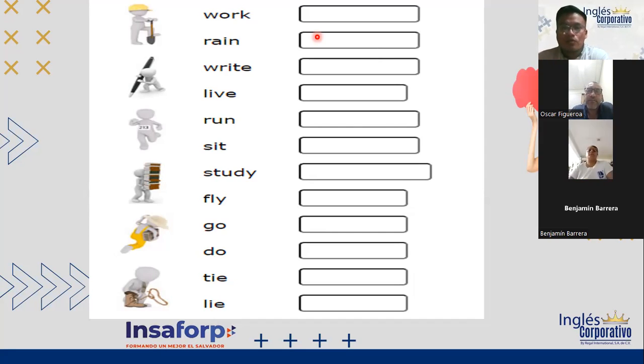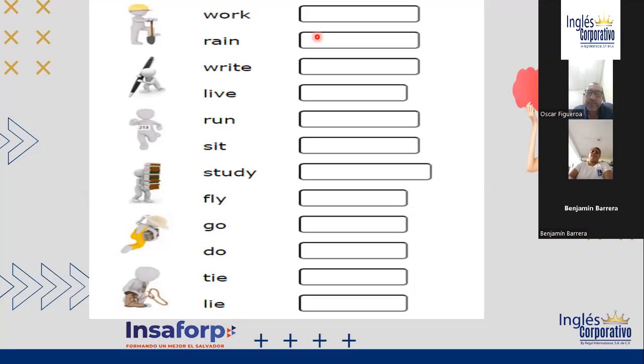What does it mean? Trabajar. Run. I mean, rain. Rain, what does it mean? Do you have any idea? ¿Alguna idea de lo que significa el verbo rain? Llover. Exactly. All right. Now, what does it mean write? Escribir. All right.